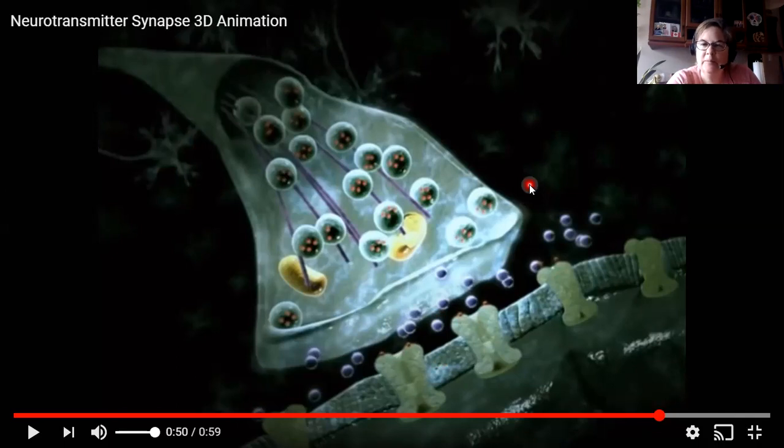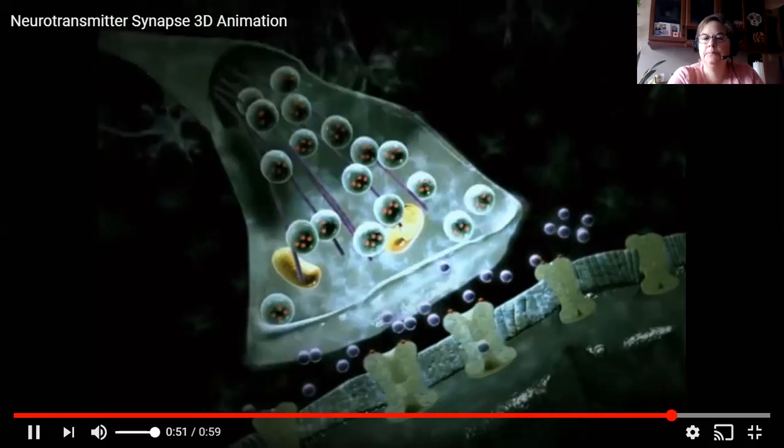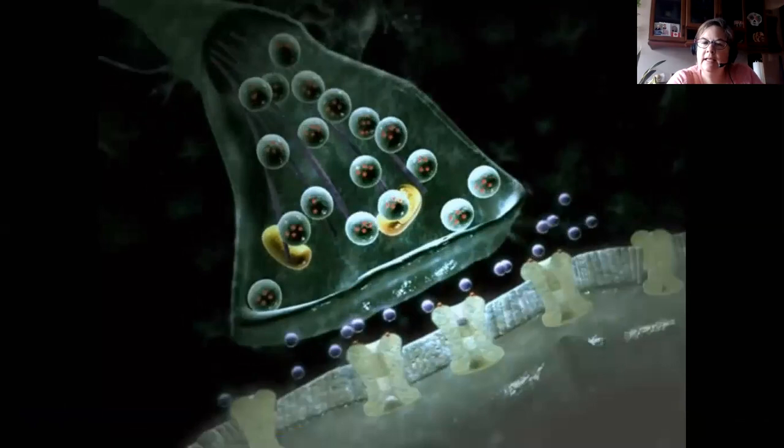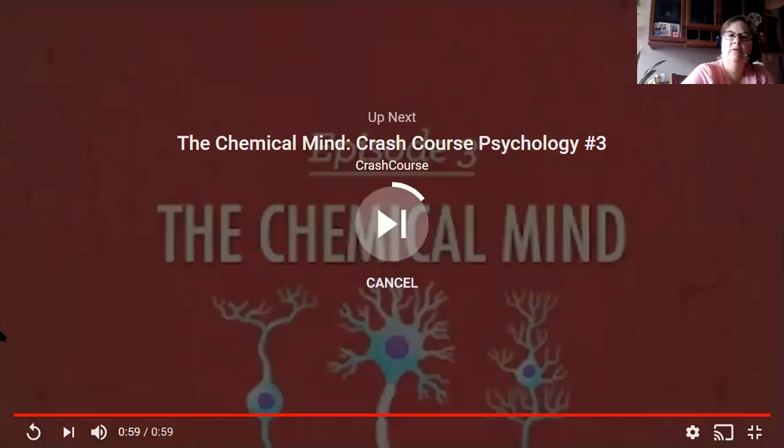Purple dots are sodium. And I know they're sodium and not potassium because they're going into the postsynaptic neuron. Okay, all right, so let's finish this off. So if enough sodium comes in and it reaches threshold, then that next neuron will have a wave of depolarization.